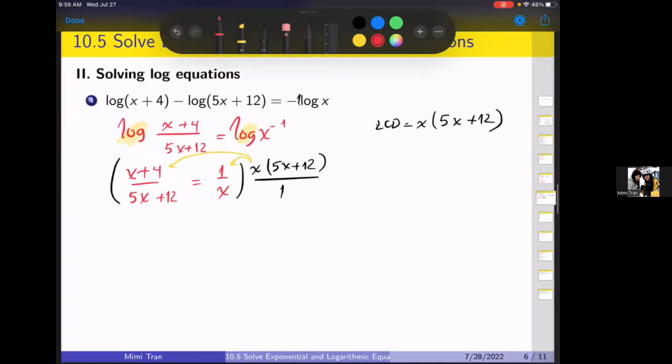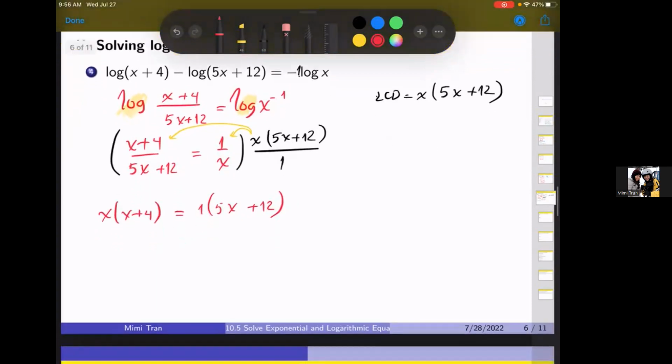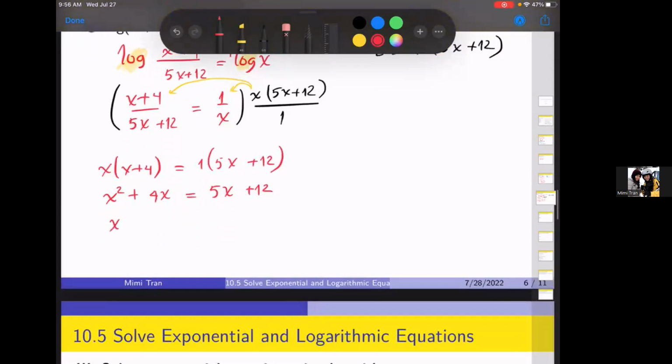Okay, so if I distribute to the left, 5x plus 12 cancel, so it's just x times x plus 4 here, equals, on the right-hand side, the x cancels, so just 1 times 5x plus 12. Distribute the left-hand side, I have x squared plus 4x equals 5x plus 12. Move everything to the left. So I have x squared minus x minus 12 equals 0. I'm kind of fast for these kinds of steps because it's old stuff. Can someone factor that for me?